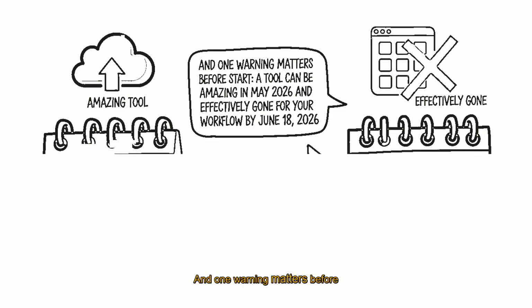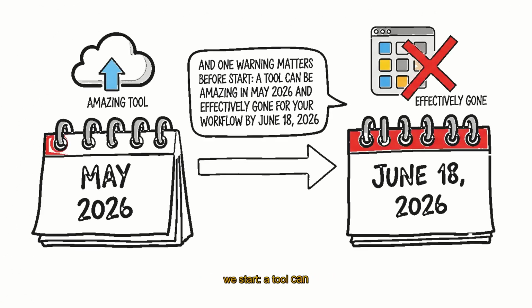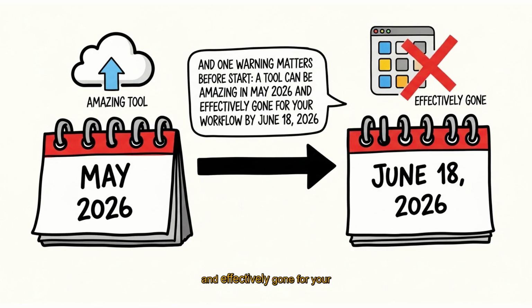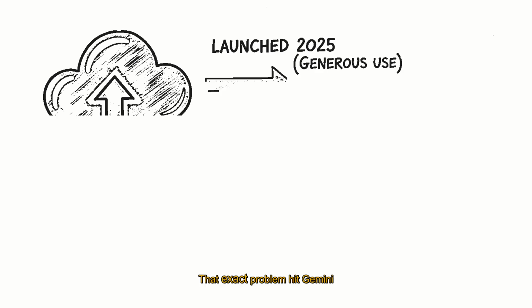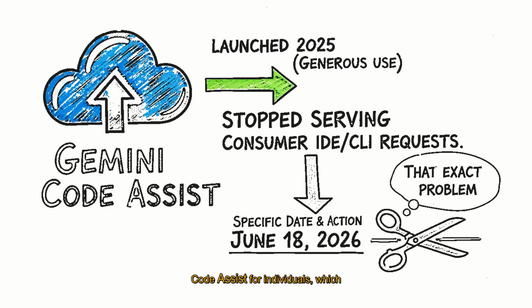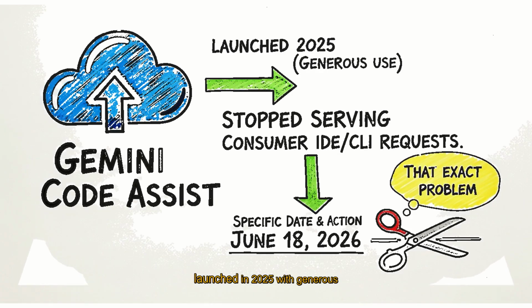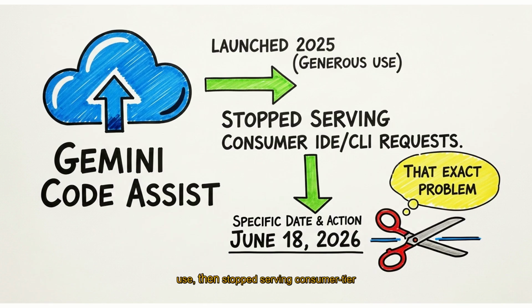And one warning matters before we start. A tool can be amazing in May 2026 and effectively gone for your workflow by June 18, 2026. That exact problem hit Gemini Code Assist for Individuals, which launched in 2025 with generous use, then stopped serving consumer tier IDE and CLI requests on June 18, 2026.